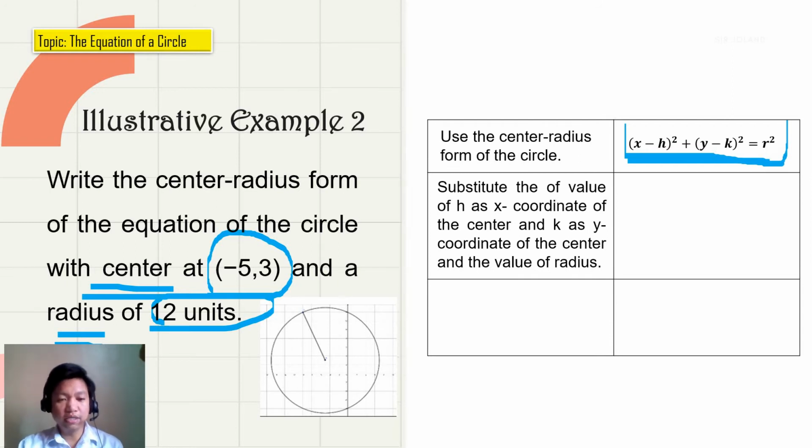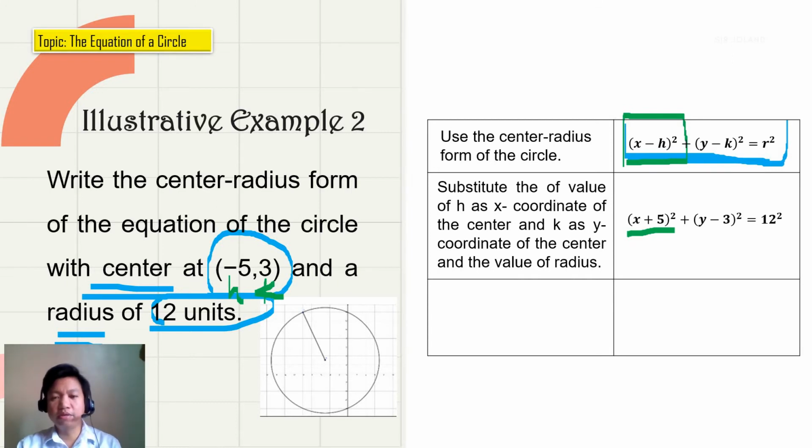So, itong coordinates natin ng center, itong negative 5, 3, sila yung magiging value natin for the h and k. Okay, so dito manggagaling ngayon si h and k. So, ito ngayon yung magiging h nyo at yung magiging k. So, pag sinubstitute natin siya, itong x minus h quantity squared ay magiging x plus 5 quantity squared.